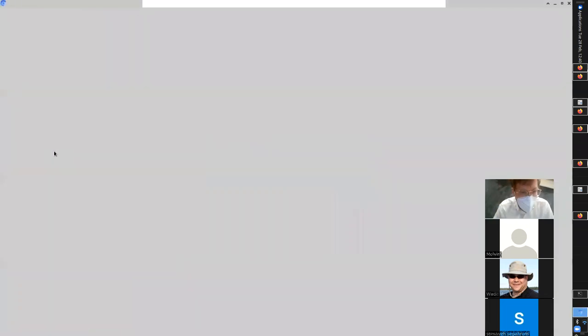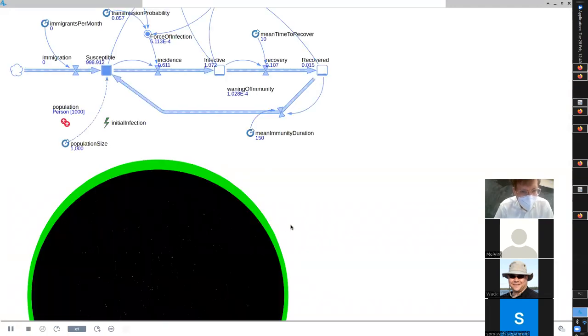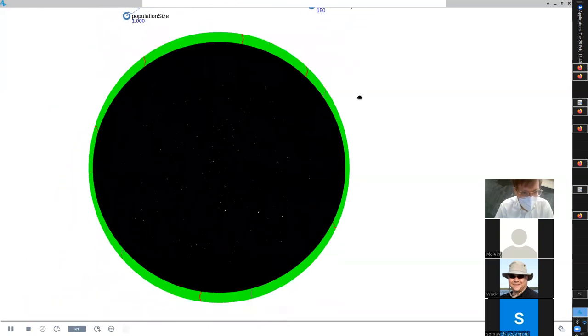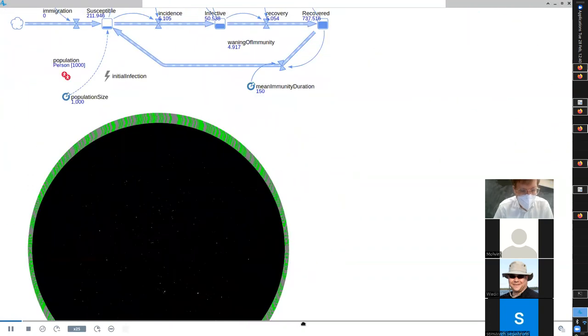if we were to run this model, so I ran it with 10 connections per agent. There we go. As you can see, it's spreading around and there's no particular rhyme or reason to where it spreads.